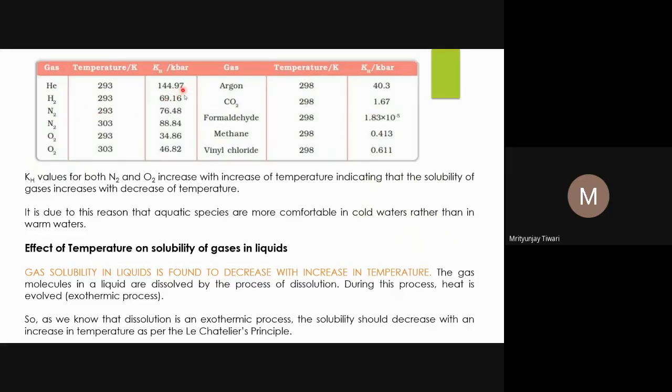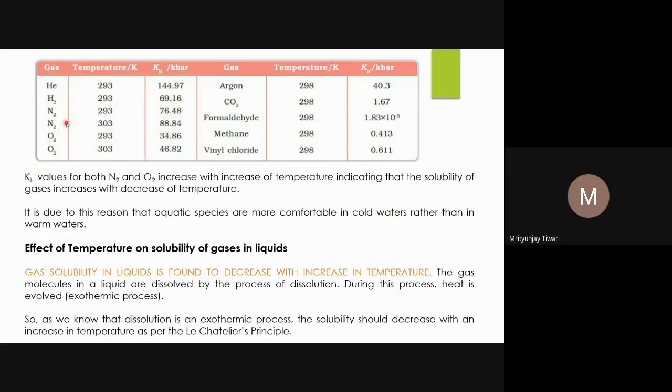Let us consider some values and what we get from those values. For helium the value of kh is 144.97 kilobar, and for hydrogen it is 69.16 bar. Which value is more? It is more for helium. So for helium the Henry's law constant is more, which means the solubility of helium is less than the solubility of hydrogen. If you compare hydrogen and nitrogen, the kh value is more for nitrogen and less for hydrogen, means the solubility of hydrogen is more than the solubility of nitrogen.